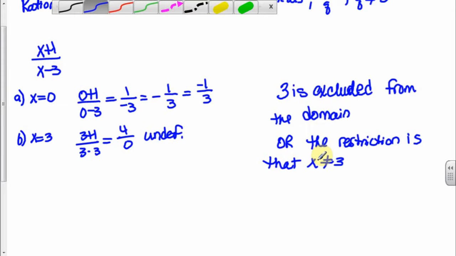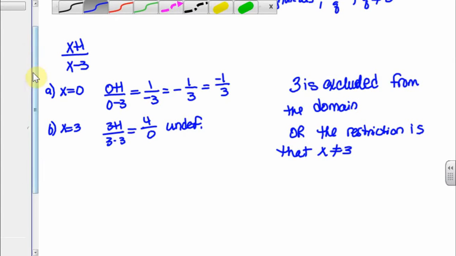So basically, you have to look at your rational expression and decide where the denominator would be 0. What value of the variable causes the denominator to be 0? And that's where the restriction is on that variable. Okay? We're going to do some more of those where we talk about the denominator.